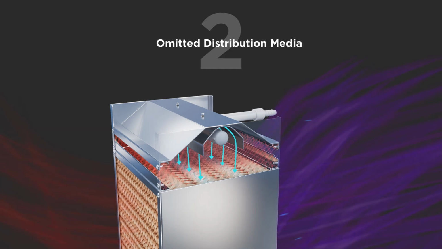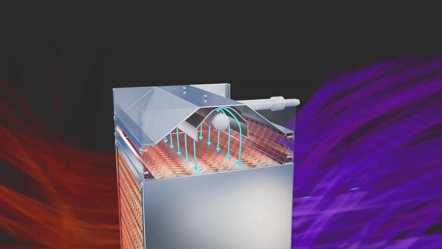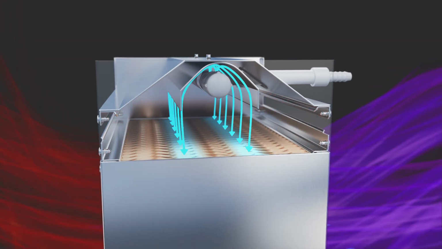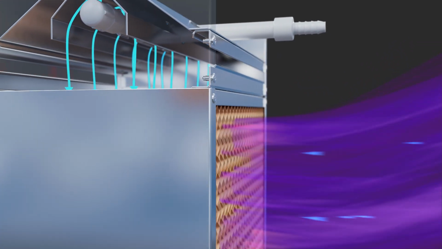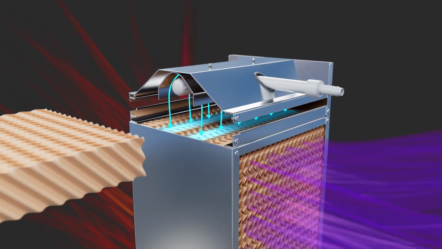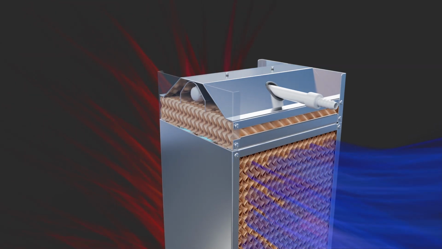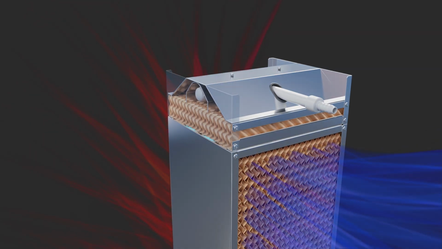Omission of distribution media. Without proper distribution, water streaks through the media, reducing cooling efficiency. Overloaded sections may also increase water particles in the air. Insert distribution media to create a seal and ensure even water dispersion.